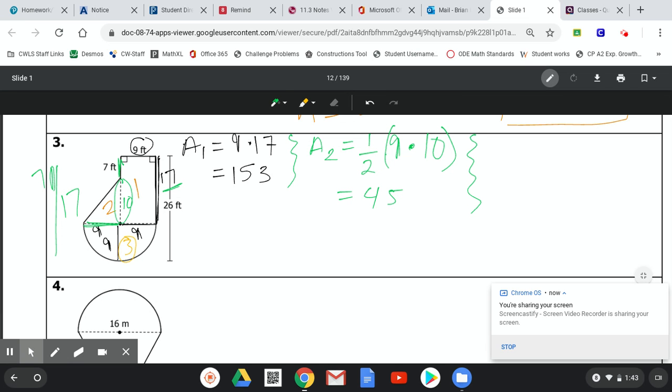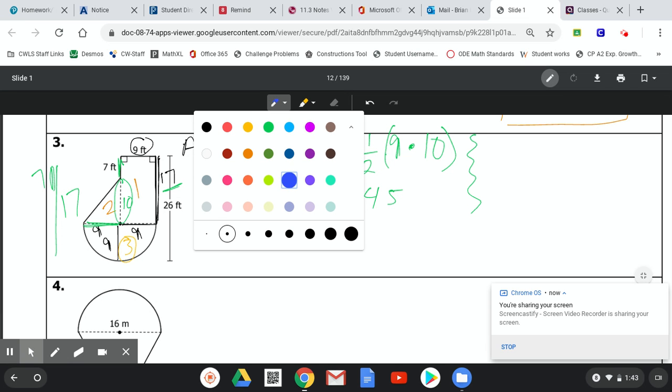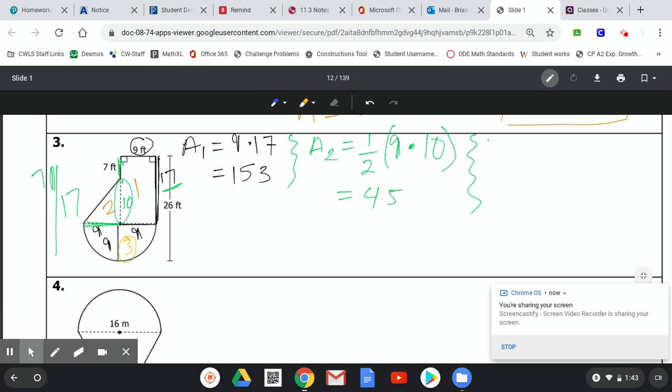Now, if we're moving on to area 3, our last area that we have here. So we're looking for area number 3, okay? That is a semicircle. It's just half a circle, half a pizza, half a circle. So when we're doing this, our area formula is pi r squared, okay?